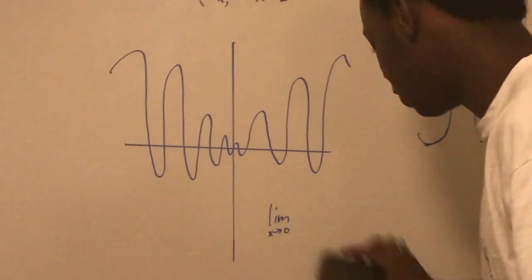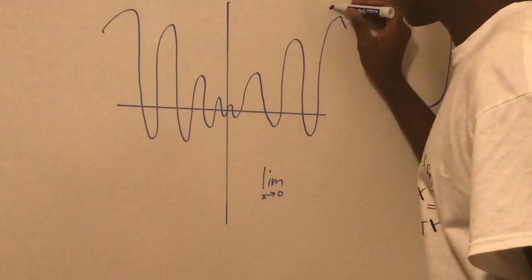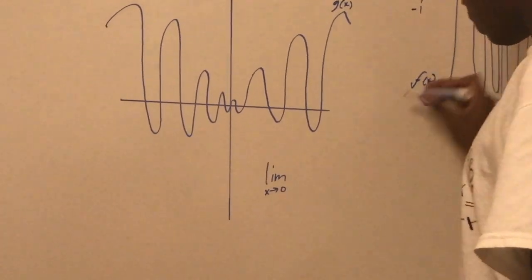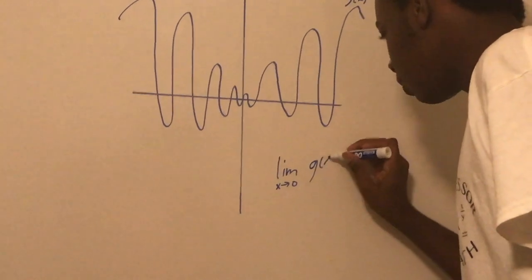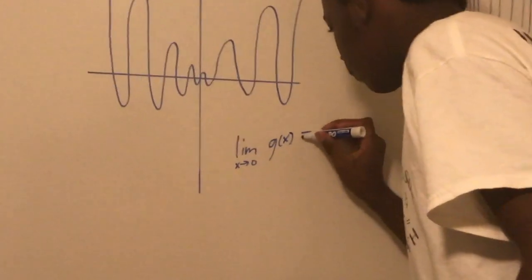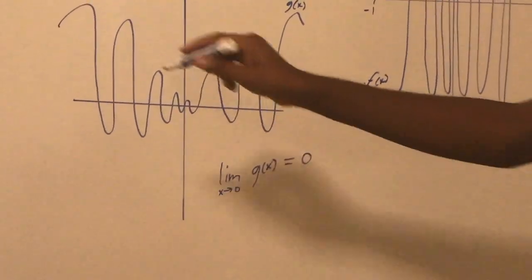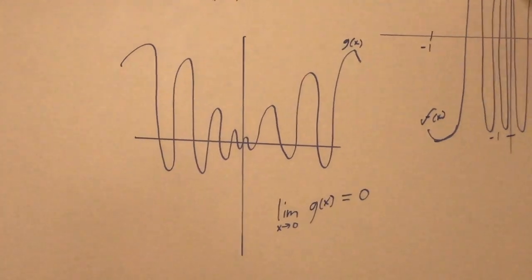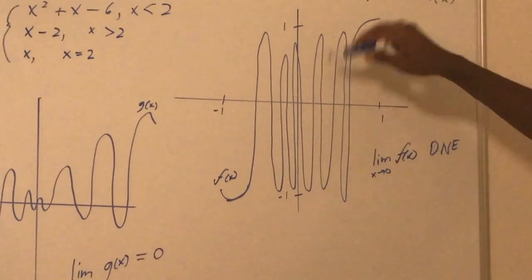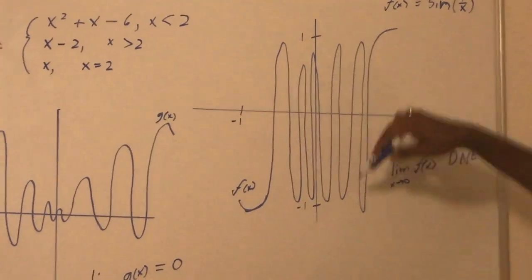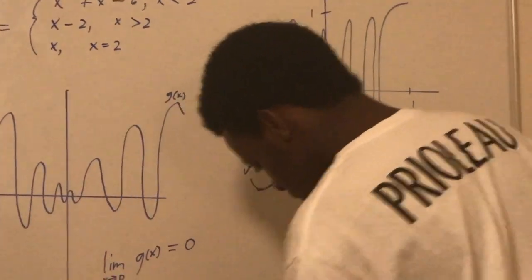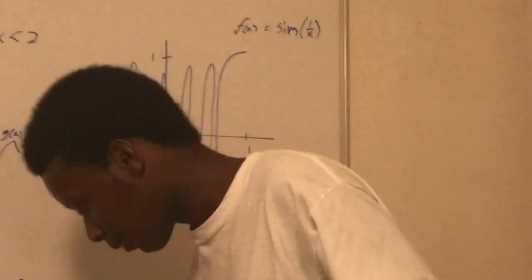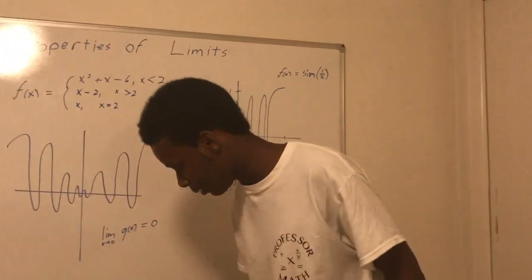Should probably label this one g of x. So the limit as x approaches 0 of g of x equals 0. Because this function is actually approaching a limit as x approaches 0, while this one doesn't approach any specific value. So those are the three main cases in which you might not see a limit.